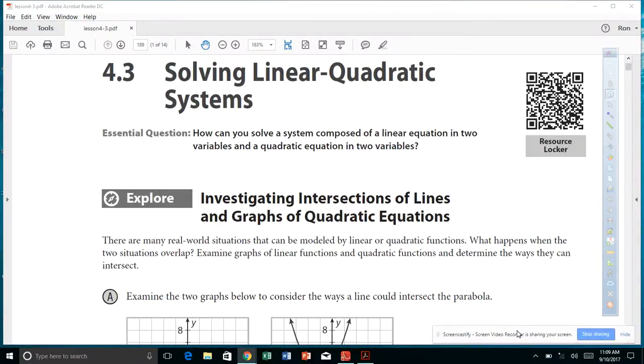Lesson 4-3, solving linear quadratic systems.